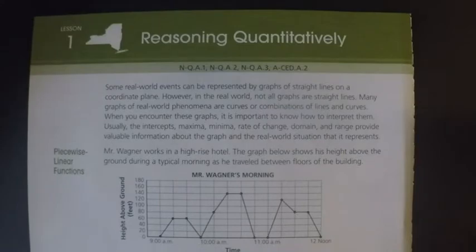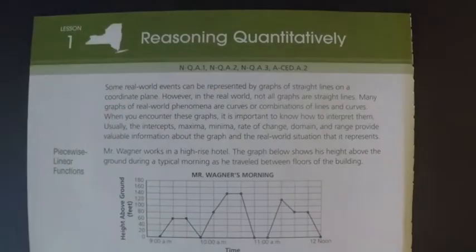Usually, the intercepts, maxima, minima, rate of change, domain, and range provide valuable information about the graph and the real-world situation that it represents. So some of those words should definitely be familiar to you so far this year. We just finished talking about domain and ranges and intercepts, and we've talked about maximum and minimum points, and a little bit about rate of change as well.